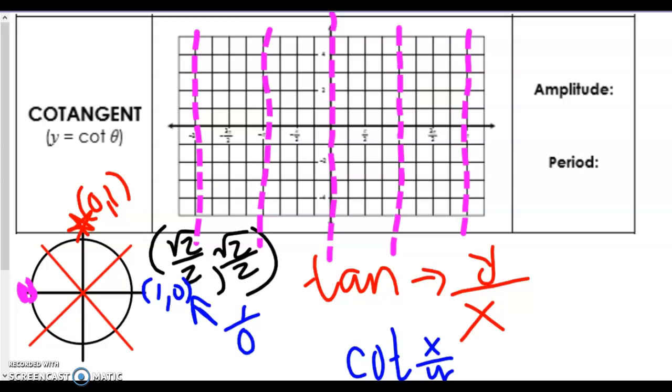Cotangent is the x over the y. So at the odd pi over 2's, the cotangent is 0. Now that's not the same as the tangent. At the tangents, it's kind of the opposite. On the tangent, this blue part was where the zeros were, and the undefineds were at the pi over 2's. So really the cotangent just shifts over from the tangent.